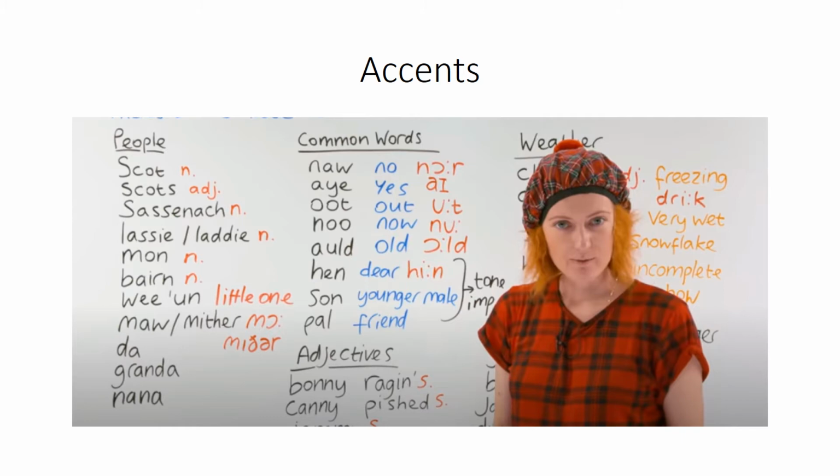Okay, so in Scotland, we speak the same language, which is English, but up in Scotland, we could say they have their own dialect where they have some different words that we don't use in English.